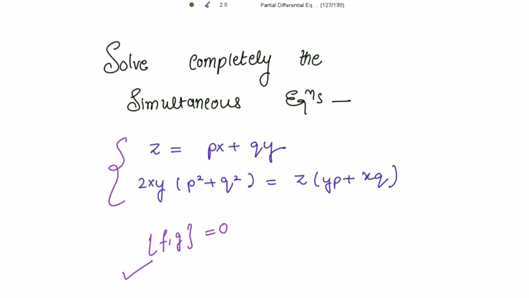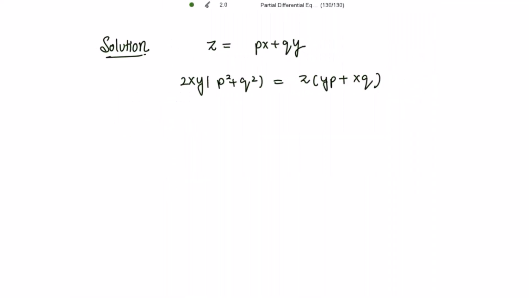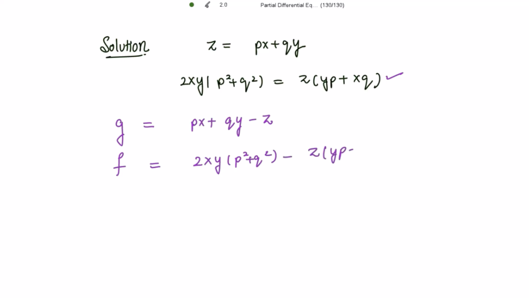So in this case, we are having the second equation. This second equation can be written in the format f equal to z power something, and then in terms of x by z, y by z, p, q, then we say that this is the homogeneous equation in x, y, z. So these two equations are given to us. We can write this first equation as g equal to px plus qy minus z. We take z to the other side and write this equal to g. Similarly, for this equation, I am writing f equal to 2xy(p square plus q square) minus z(yp plus xq).